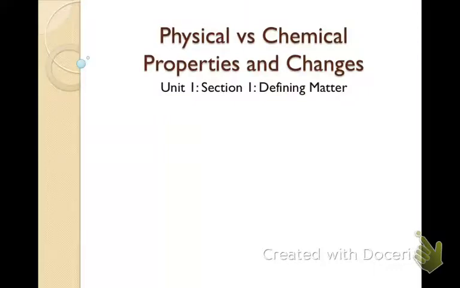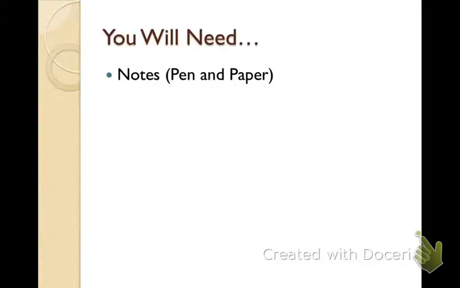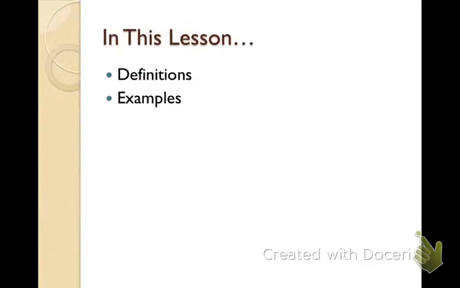It's called Physical versus Chemical Properties and Changes. You'll need your notes, which is just your pen and paper for this. So we're going to talk about the definitions of physical and chemical changes and properties and their examples.